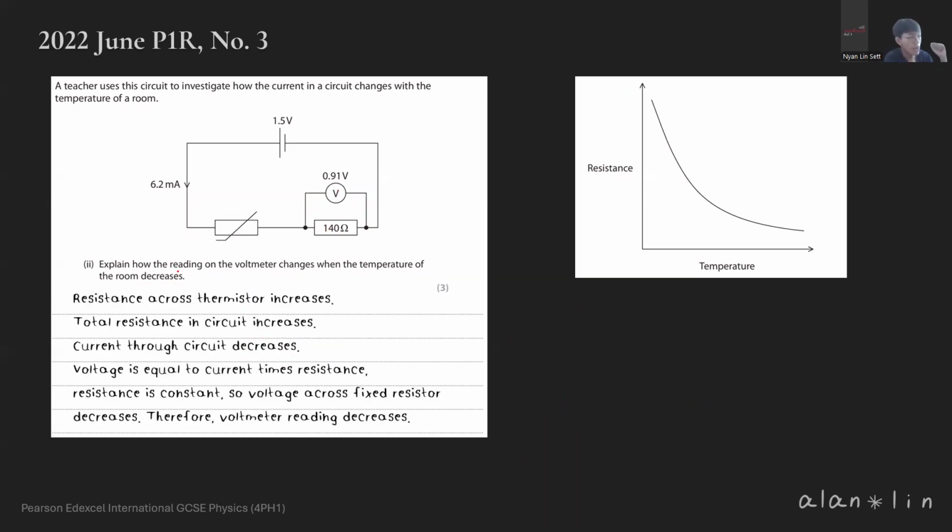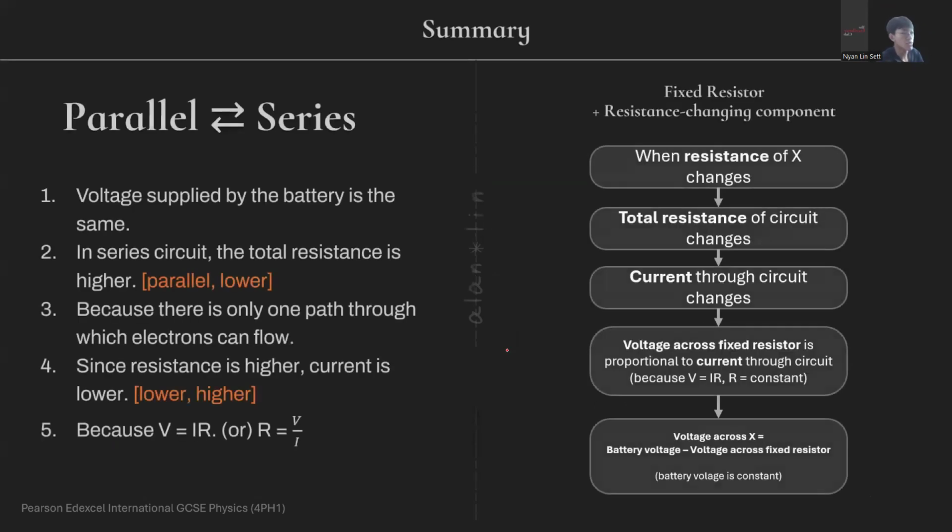The resistance across the thermistor increases. Therefore, the total resistance increases. And therefore, current decreases. Because V is equal to IR and R is constant, the voltage across the fixed resistor will also decrease in proportion to the current. And therefore, the voltmeter reading will decrease. And I think this is going to give us a mark. This is going to give us a mark, and this right here is going to give us a mark, in total 3 marks.